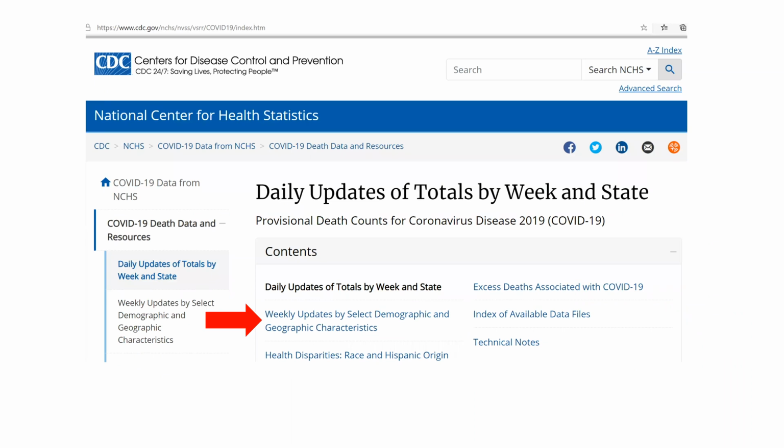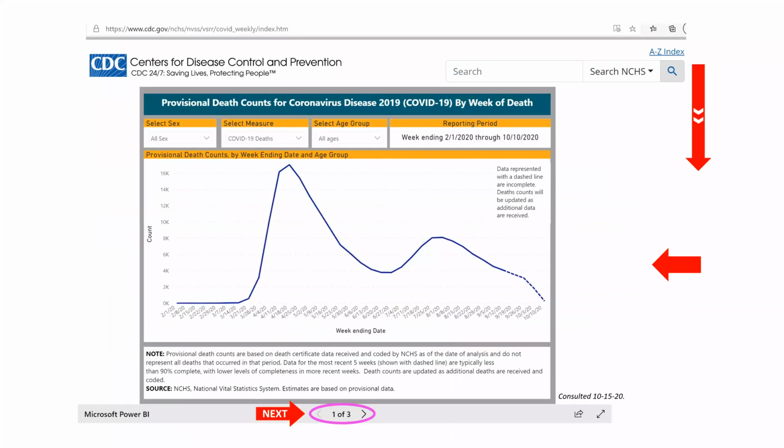On the next page, we select weekly updates by select demographic and geographic characteristics. And on that page, we scroll down all the way to this table. I believe this table we are all familiar with as well. So with the peak of COVID-19 death numbers from week ending April 11th to week ending April 25th, the count of deaths due to COVID-19 went up, and now they're going down. This specific table, this website was consulted on October 15th. So if you go to this page right now, it might look slightly different.